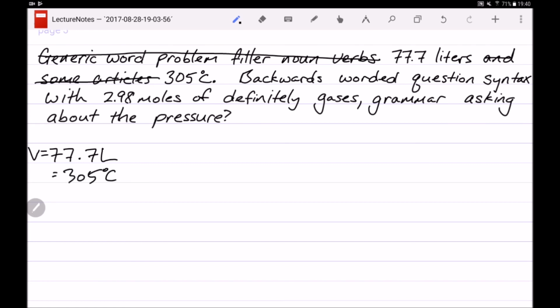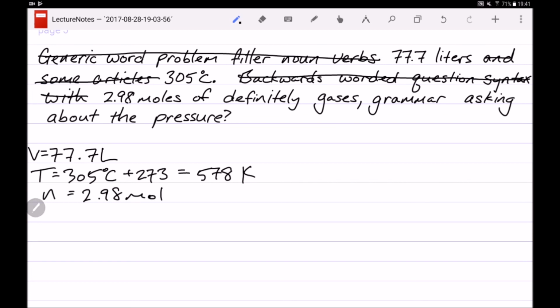305 degrees Celsius must be my temperature, because degrees Celsius is a temperature. And you're not going to get me this time. I'm going to convert to Kelvin right away, because boy, if you don't, you're going to be in trouble. So converting to Kelvin, and then 2.98 moles. Hey, how about that? They just gave us the number of moles. And by they, I mean me, because I made this problem up, if you can't tell. Blah, blah, blah, asking about the pressure. Okay, so pressure equals question mark.